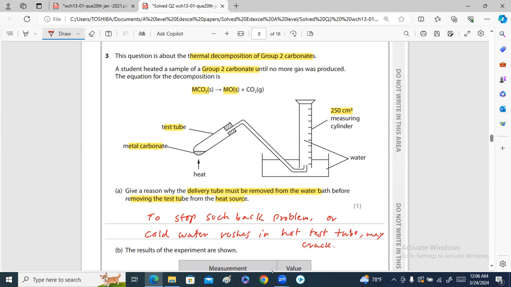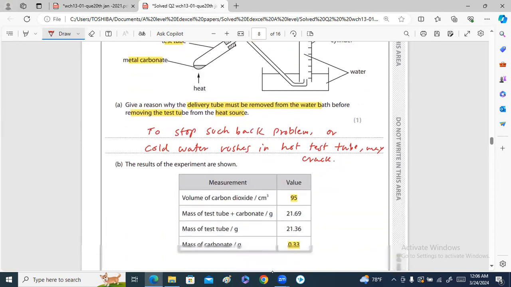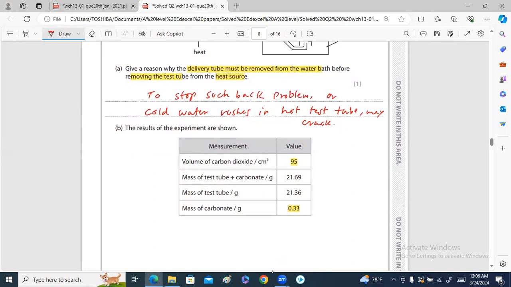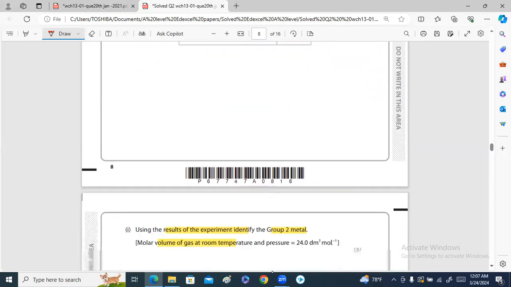Now, let's move to the next part. So the results of the experiments are shown. The volume of the carbon dioxide that was produced is 95 centimeter cube. Mass of the test tube plus carbonate is 21.69, and mass of the test tube was 21.36, and mass of the carbonate is 0.33. So this is the difference of these two values. So we have 0.33 grams of metal carbonate, and we are getting 95 centimeter cube of carbon dioxide gas. Now, what to be done with these values?